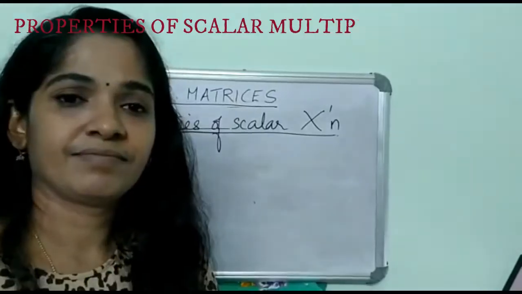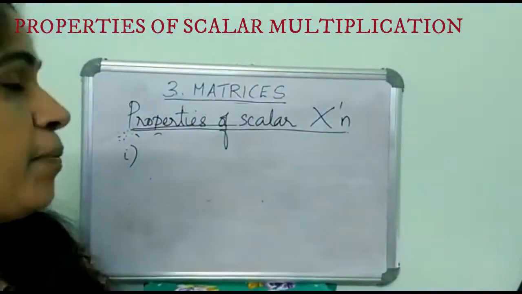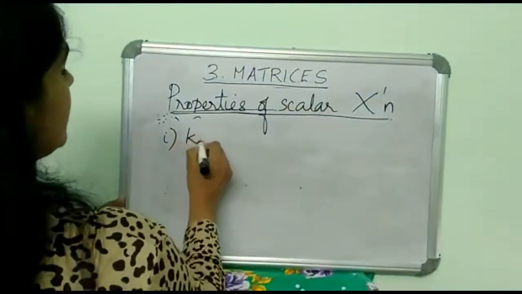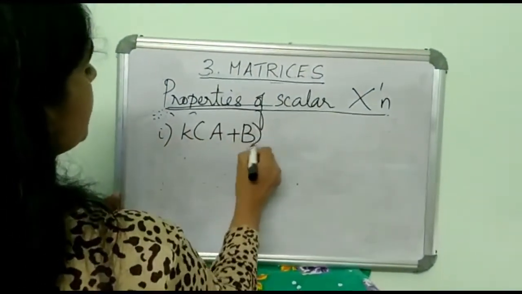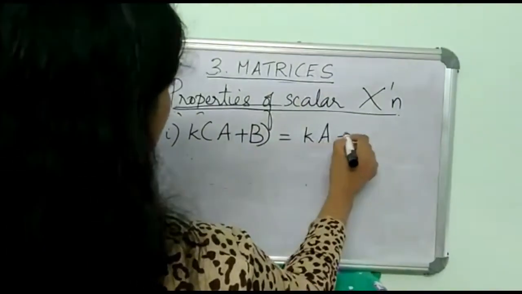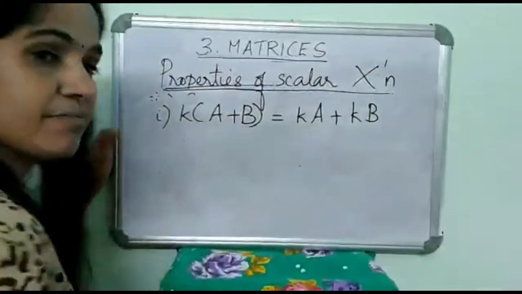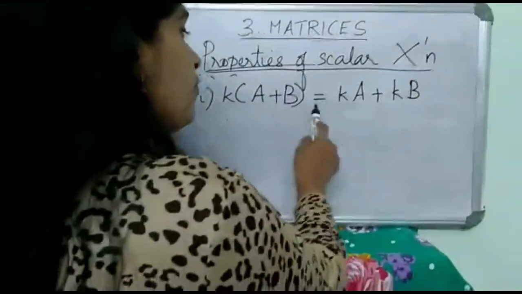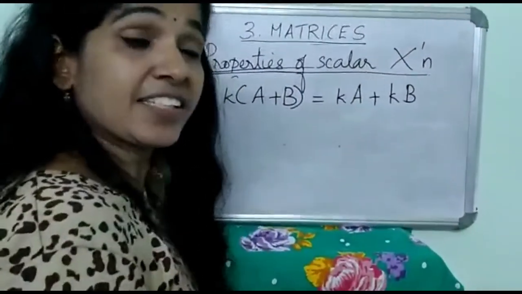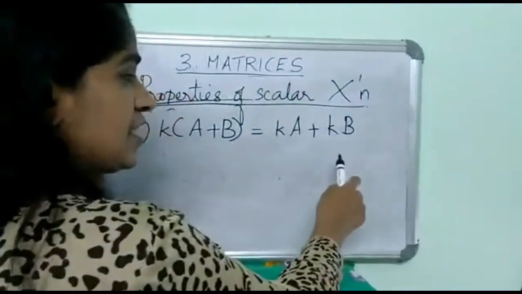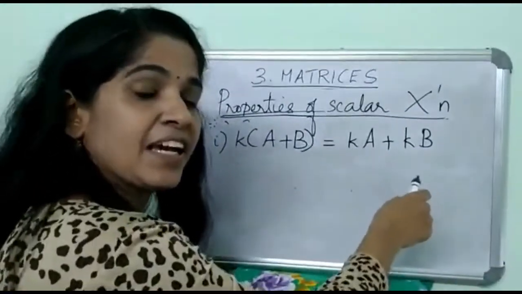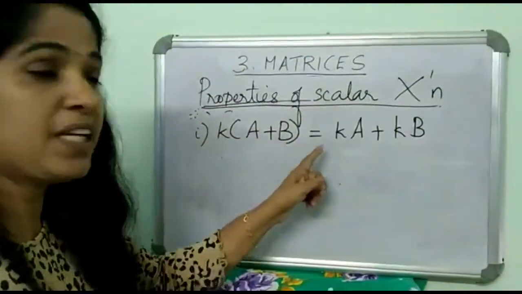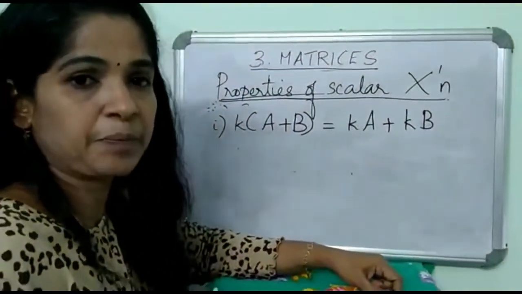Next, going to the properties of scalar multiplication. The first property is k(A plus B) equals kA plus kB. It means that when you multiply a scalar k to the sum of two matrices A and B, it is the same as the sum of the matrices we get by multiplying k with each of the corresponding matrices. So k(A plus B) equals kA plus kB.